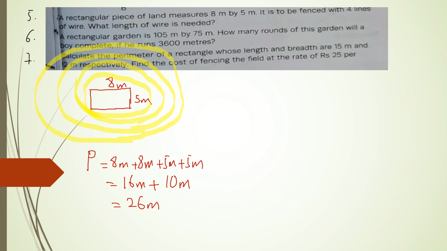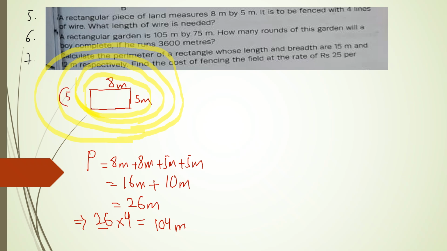Now he says you have to fence it with 4 lines of wire. So that means the length of the wire that we require, we will be multiplying 26 with 4, because 26 is the perimeter, right? And 4 is the lines of wire we require. So we have to see what is the length of the wire which we require. So 4 multiplied by 26 will give us that requirement. 4 6s are 24 and this is 104. Okay, so 104 meter is the length of wire we require to fence around this land, right?